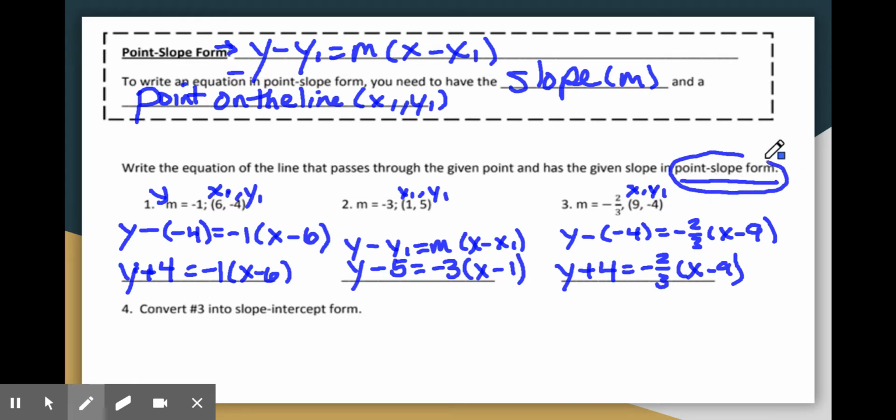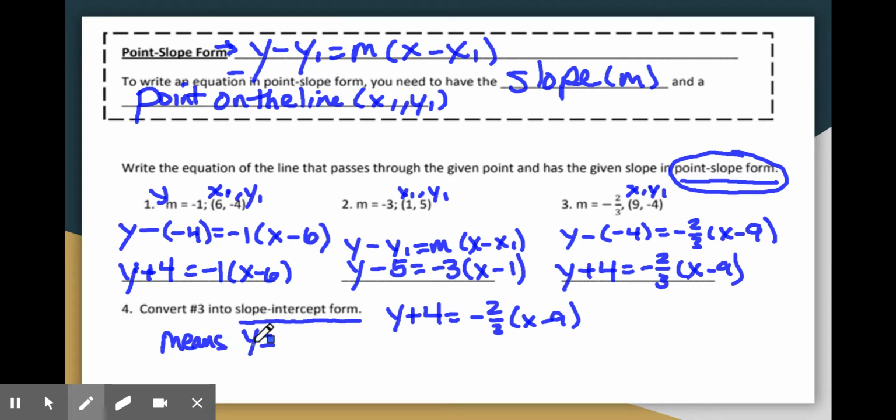But the advantage to point slope form is that you can also convert it into slope-intercept form if I asked you to write your equation in slope-intercept form. So let's take number 3, the answer we just got here: y plus 4 equals -2/3 times x minus 9, and write it in slope-intercept form. Now, slope-intercept form means y equals, right? Okay, it means I have to solve this equation for y. All right, so let's distribute the -2/3 to each one. Okay, we'll put a 1 underneath the 9.